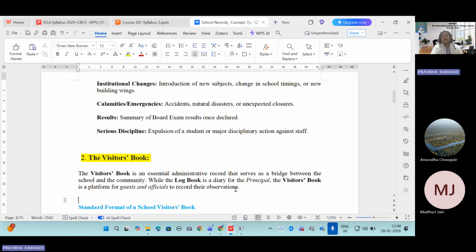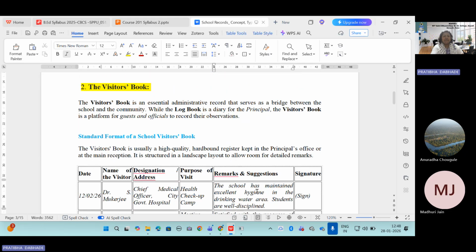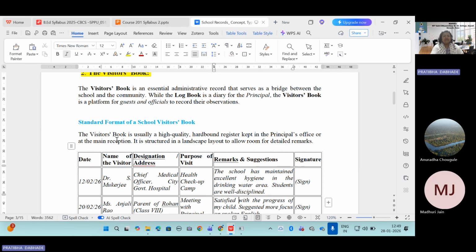While the logbook is a diary for the principal, the visitor book is a platform for guests and officials to record their observations, right? One format is given over here so that you will understand in a better way. The visitor book is usually a high quality hardbound register kept in the principal's office or at the main reception, right?